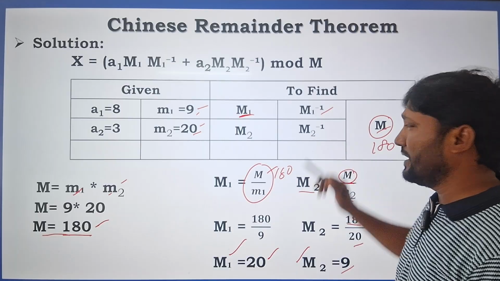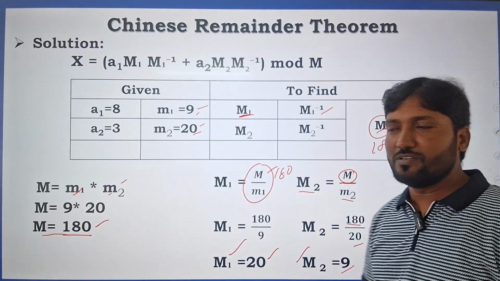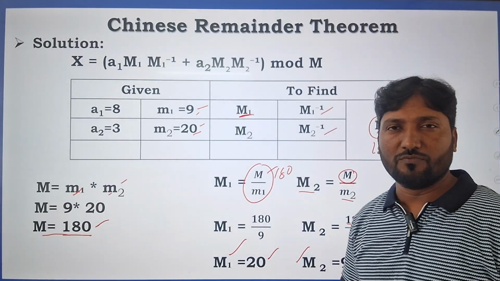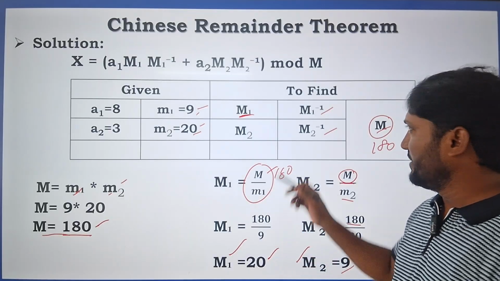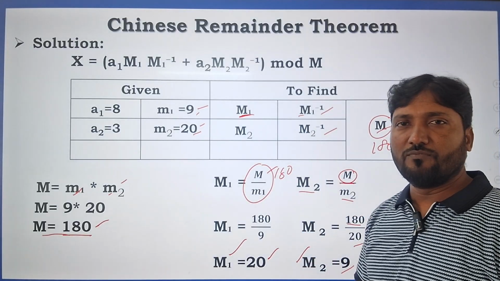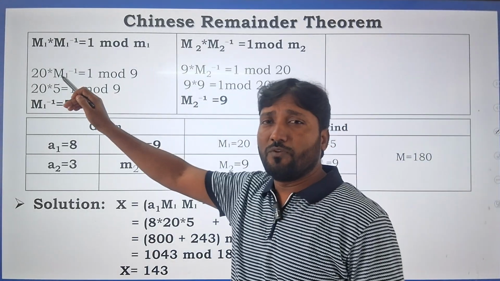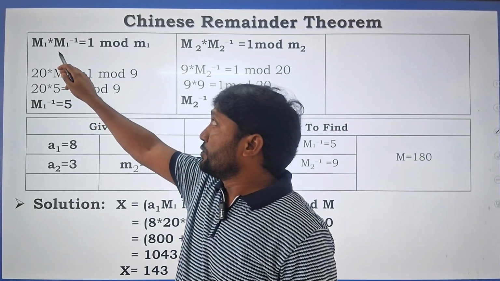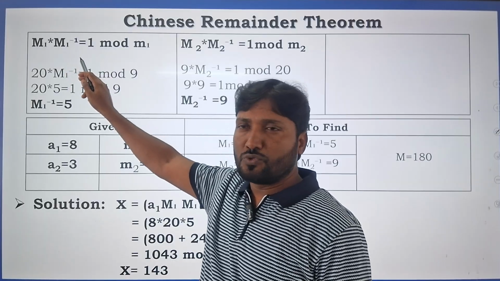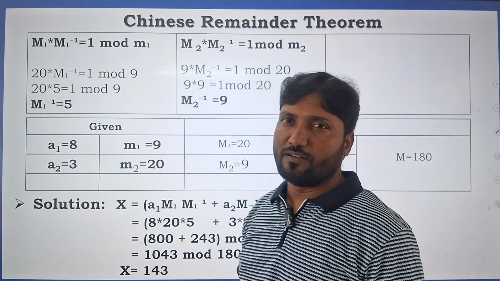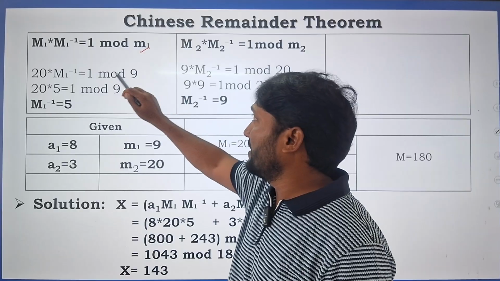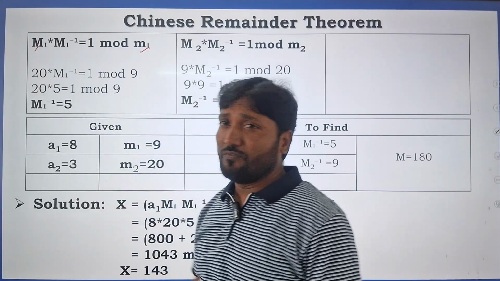Now we need to find out the M1 inverse and the M2 inverse. In the next slide we are going to calculate the M1 inverse and M2 inverse. There is a simple formula: M1 into M1 inverse equals 1 mod m1. As you know, we have the small m1 value and the capital M1 value.